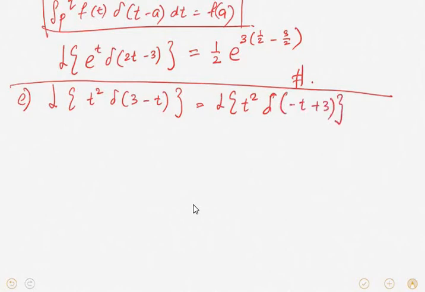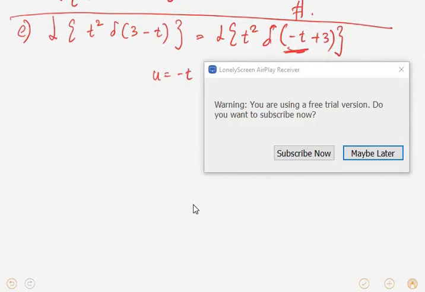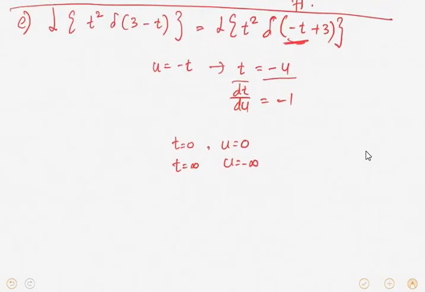Then we use the substitution method, and we assume that u is equal to negative t. Then we know that from here t is equal to negative u, and then we differentiate, dt over du, you will obtain negative 1. And then in order to use the limit, when t equals 0, u is also 0. When t equals infinity, u is equal to negative infinity.